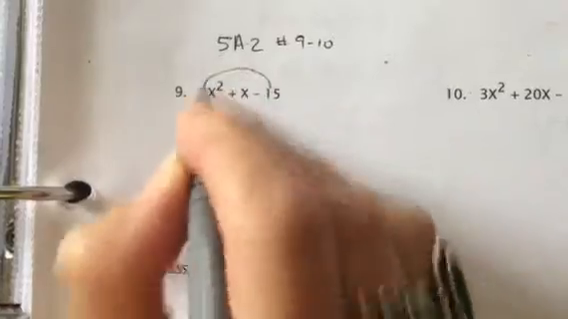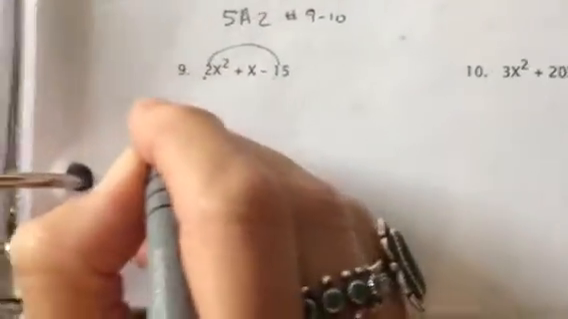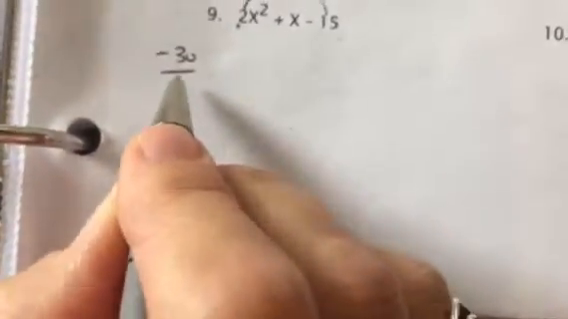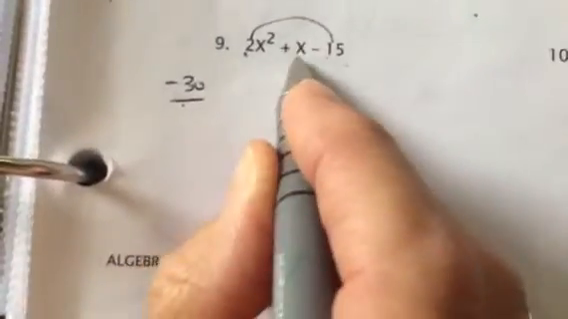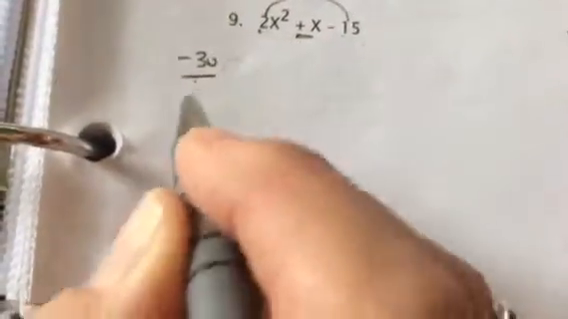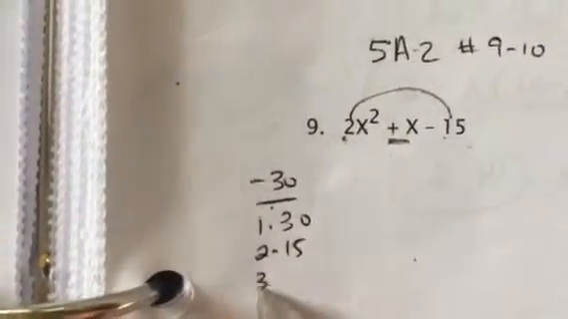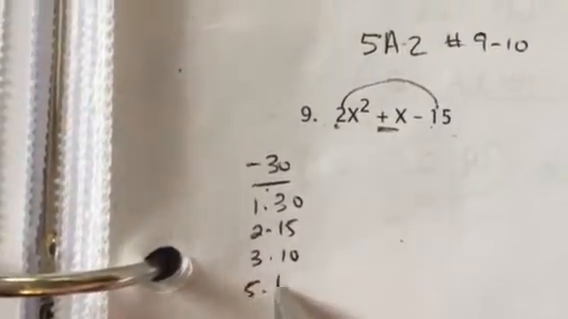I take the first times the last, which you can see that would give me a negative 30. And I come over here and I think of factors of negative 30 that will add up to a positive 1. Okay? So think about this. There's lots of factors for 30. I'm going to write down some of them. I guess this is all of them.